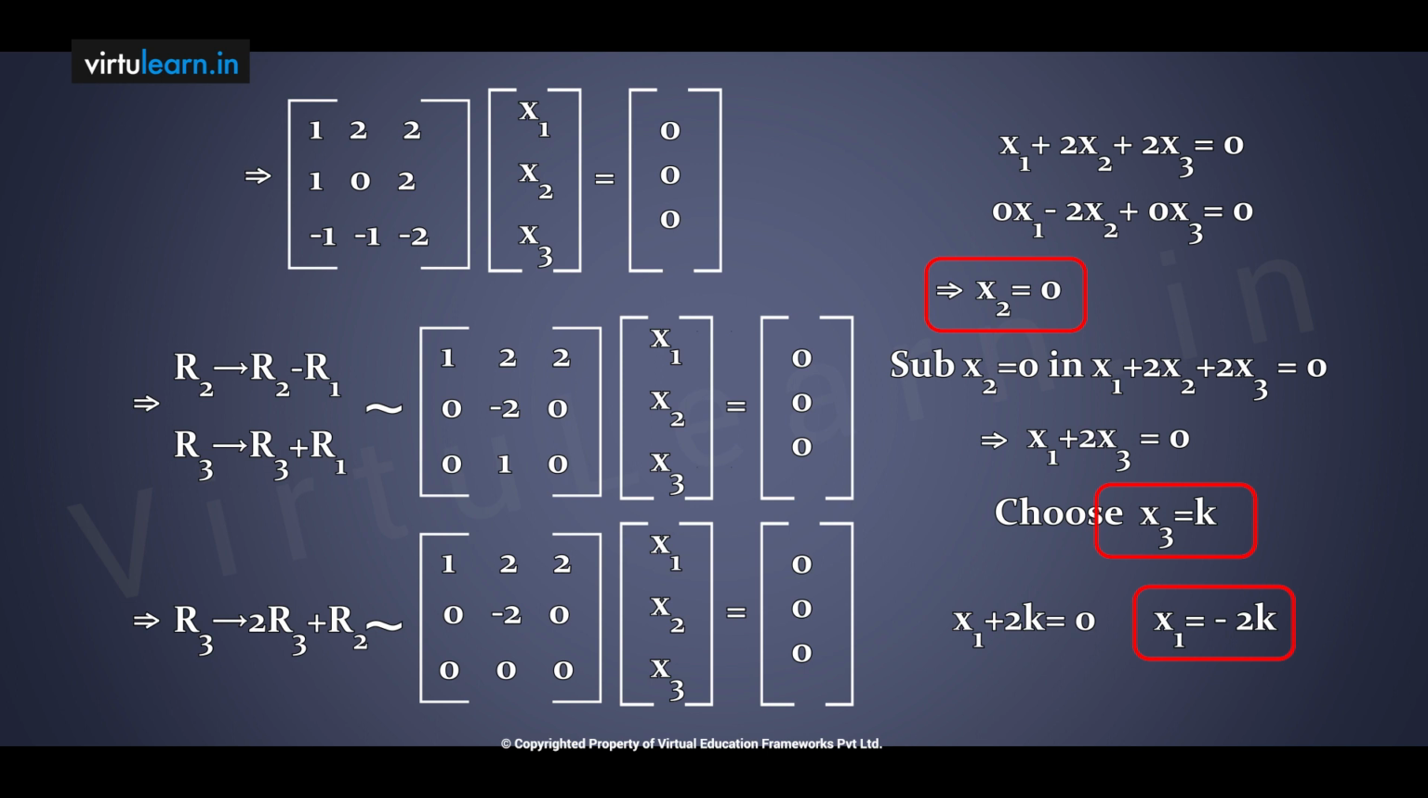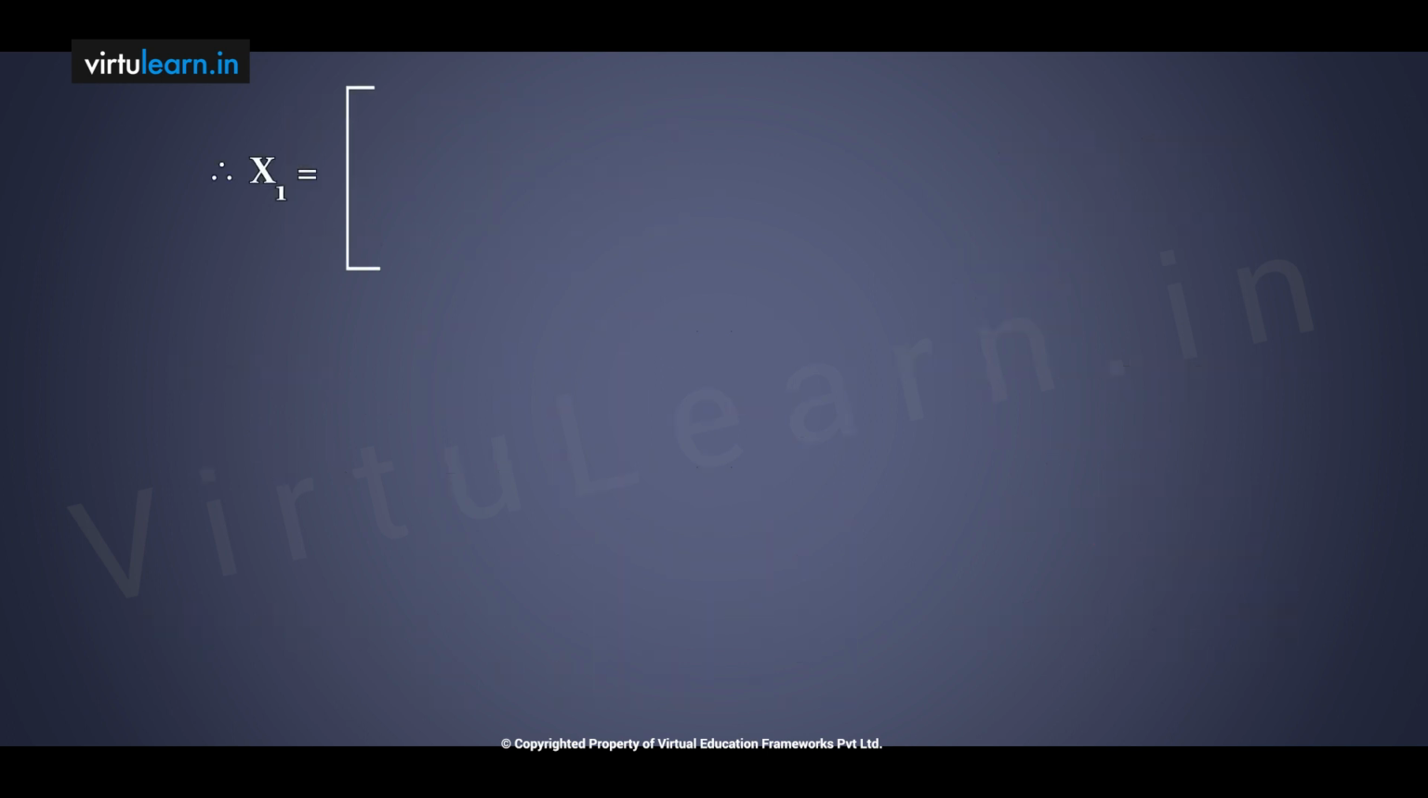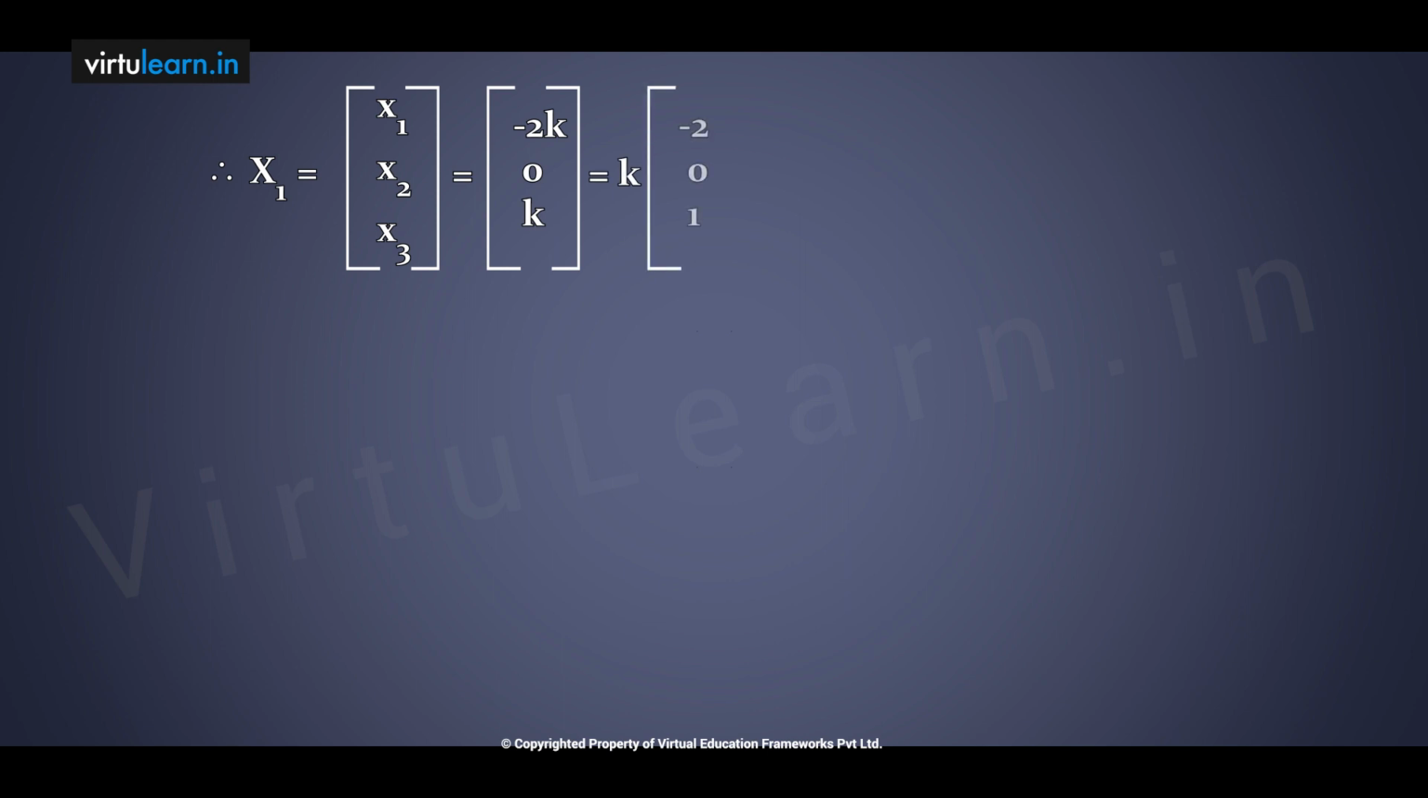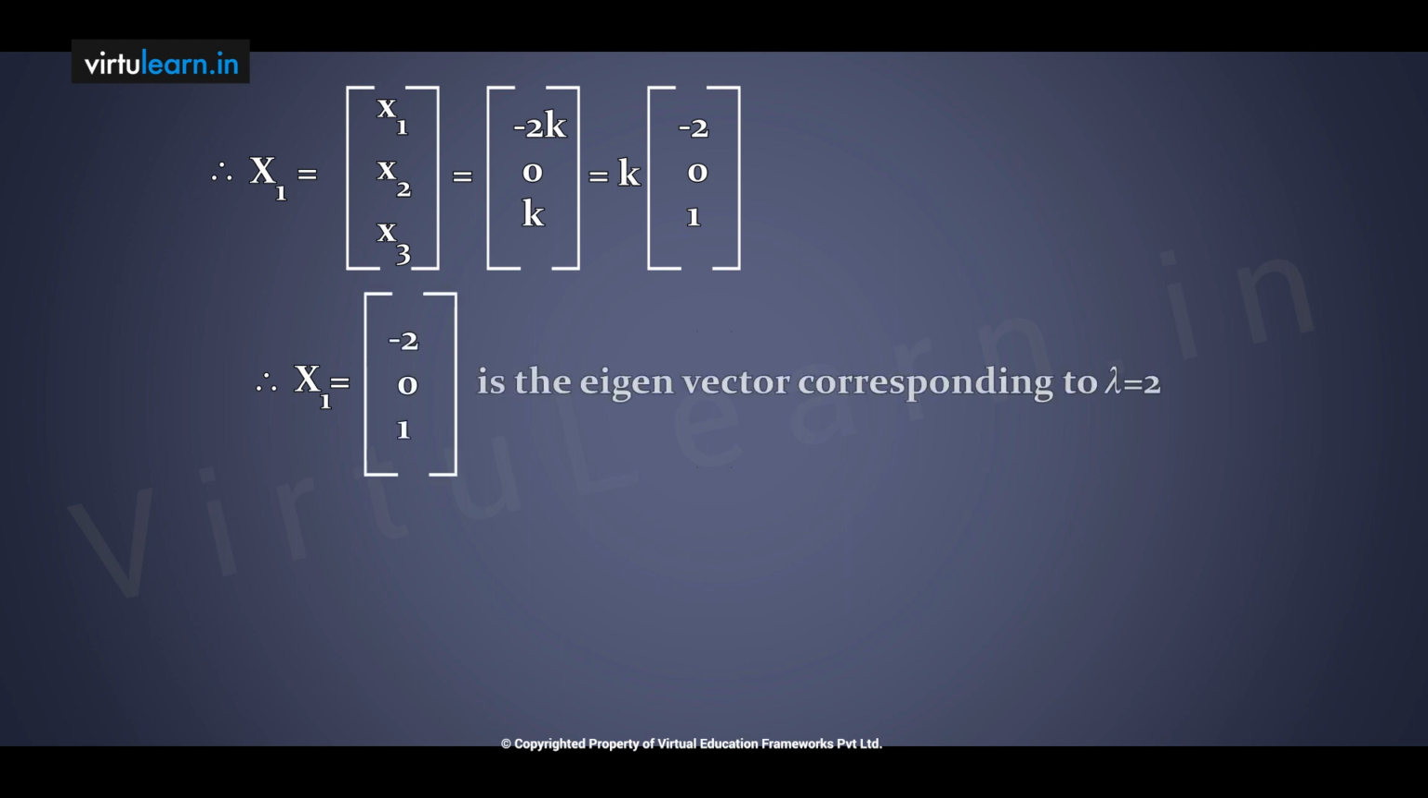Now substitute all values in the first vector: x1 equal to x1, x2, x3 equals minus 2k, 0, k. K is common: minus 2, 0, 1. This is the first linearly independent vector corresponding to lambda equal to 2. x1 equal to minus 2, 0, 1 is the eigenvector corresponding to lambda equal to 2. Now case 2.